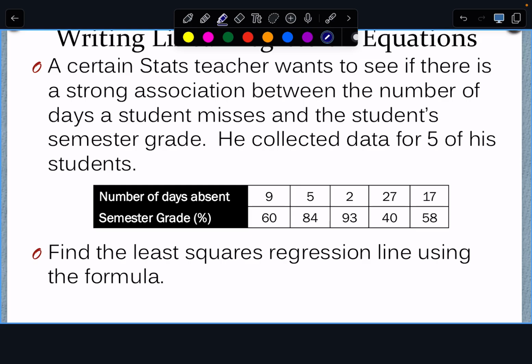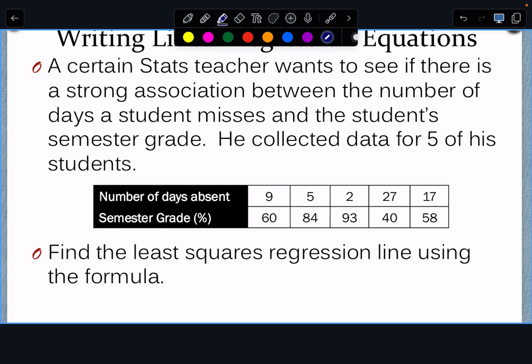But I do want to at least talk you through what this would look like if I did want you to do this by hand. Okay? So in the previous problem, I gave you x bar and sx, I gave you y bar and sy, and I gave you r. If this were the type of problem where they wanted you to use the formula though, you would have to find those 5 values yourself.